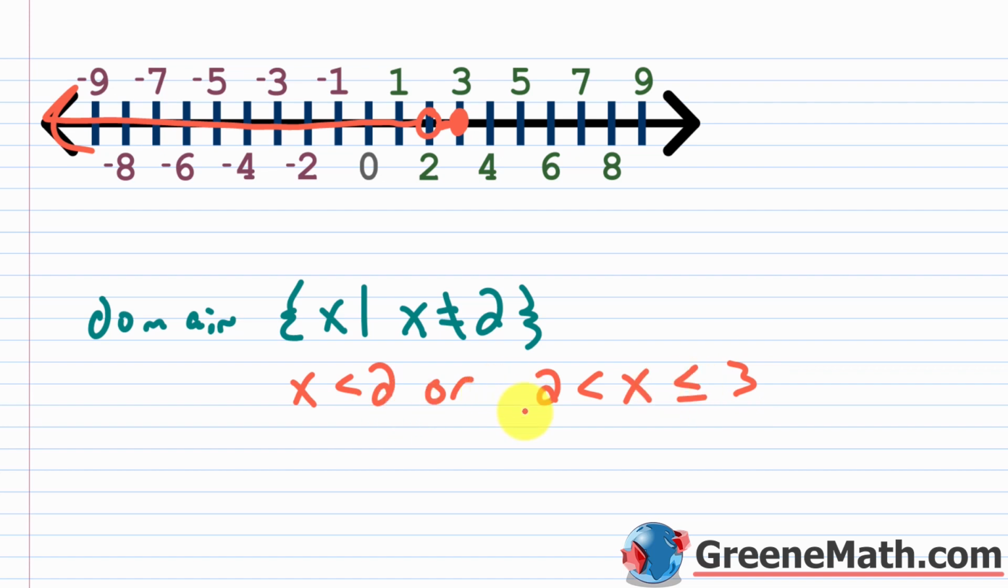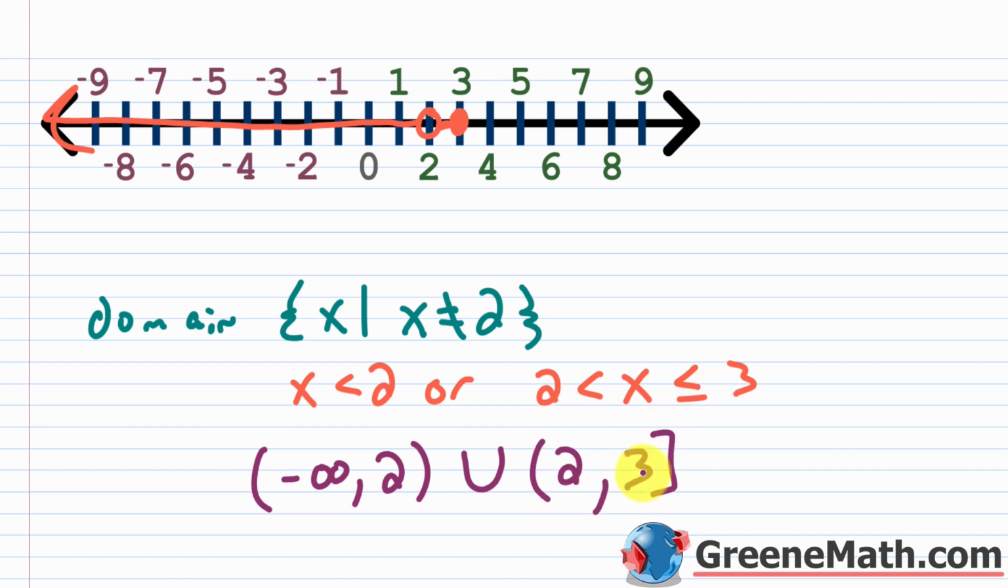2 has to be excluded. If you wanted to put this in interval notation, you would basically say from negative infinity up to and excluding 2. So you need to use a parenthesis here next to each. And it's the union with, basically you would have 2 excluded, so you put the parenthesis there, and then this is out to 3, so you put the bracket next to 3 because it's included.